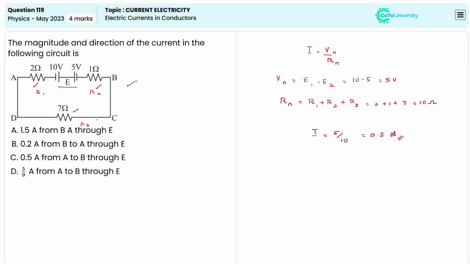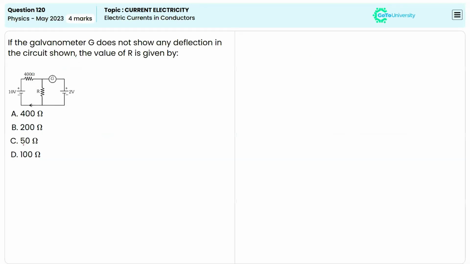This is correct, because whenever two batteries are connected, the charge will move from the higher side to the lower side, right? So it will move from A to B only. So the correct answer for this question is option C. Now let us move to the next question.